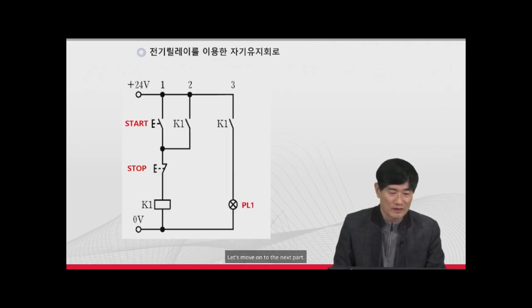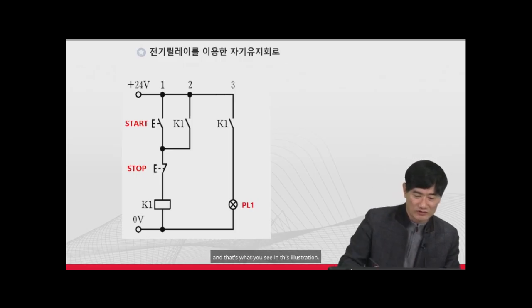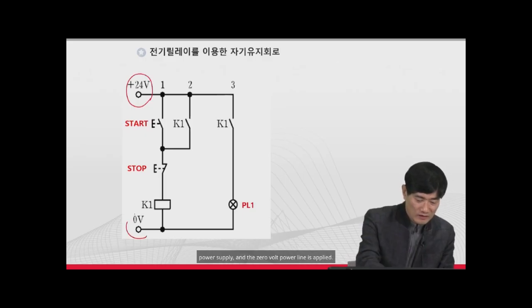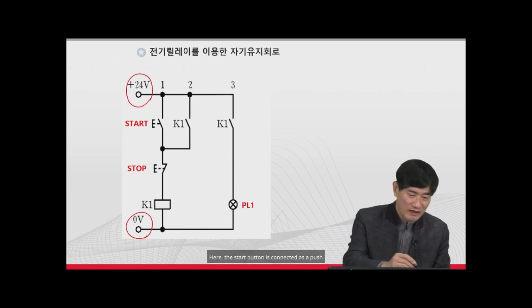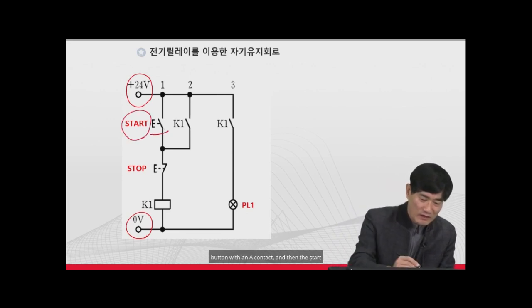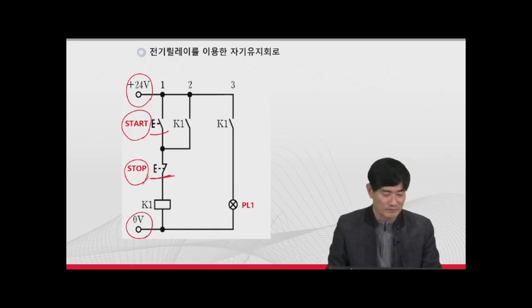Let's move on to the next part. In this next part, I've shown the self-holding circuit using an electric relay, as I mentioned earlier, but this time only as a circuit diagram. So, unlike the previous physical diagram, here it's represented solely as a schematic, and that's what you see in this illustration. To briefly check, there's a 24-volt power supply, and the 0-volt power line is applied. Here, the start button is connected as a push button with an A contact, and then the stop button is also connected as a push button with a B contact.